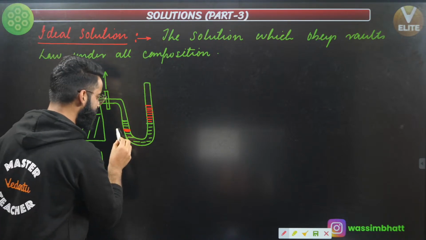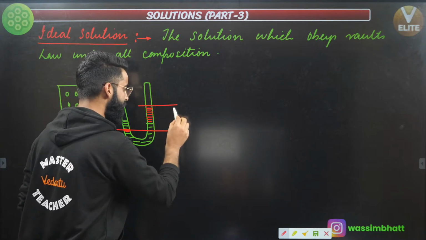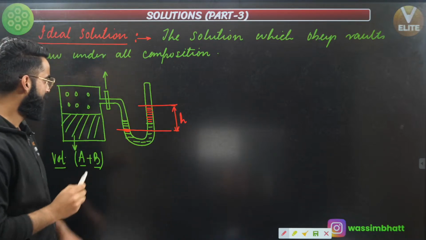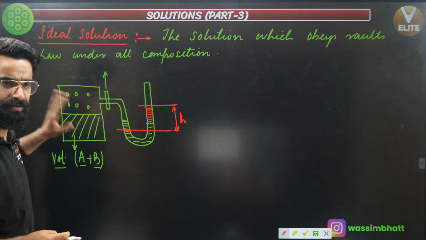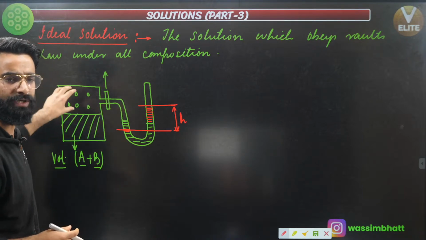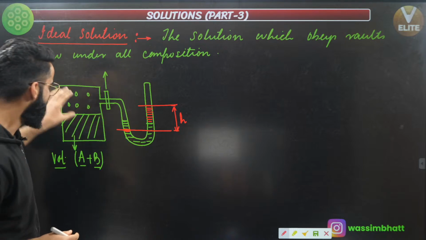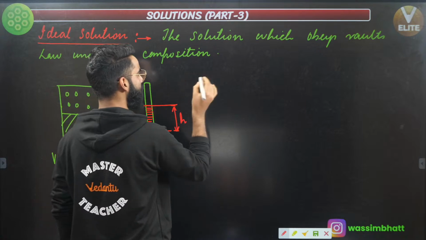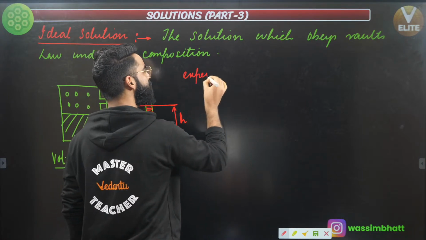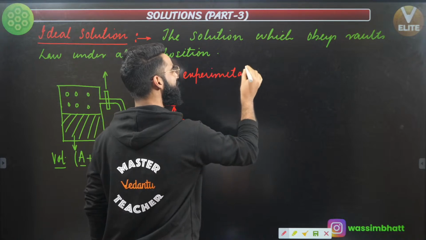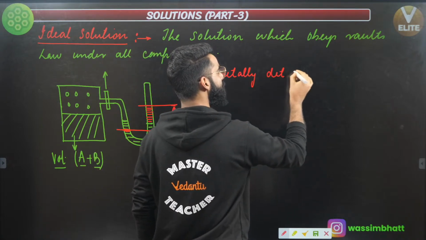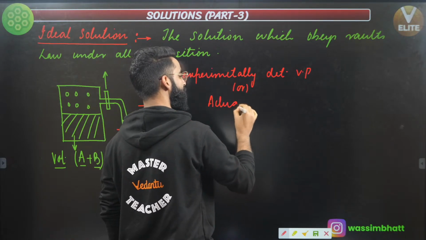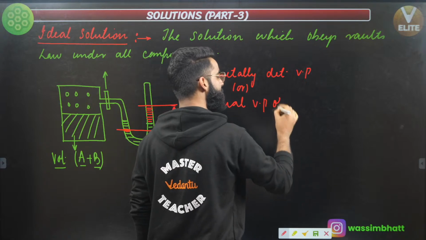Correct? There is, for example, a height difference created like this between these two limbs, yeah? Okay, and let's assume this height is equal to h, correct? Now people, by using this manometer, I'm calculating the total vapor pressure of the solution over here. And the vapor pressure of this solution which I'm determining by using this manometer, that's what I call the experimentally determined vapor pressure. Or I call this the actual vapor pressure of the solution, yeah?